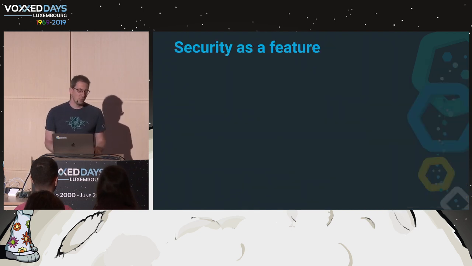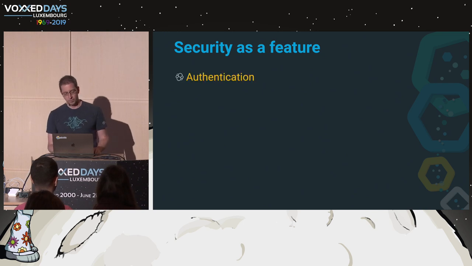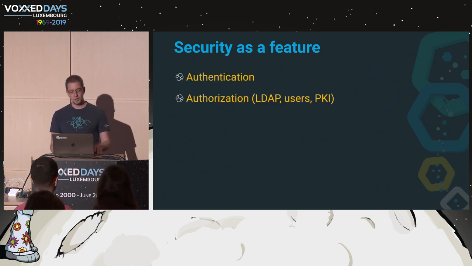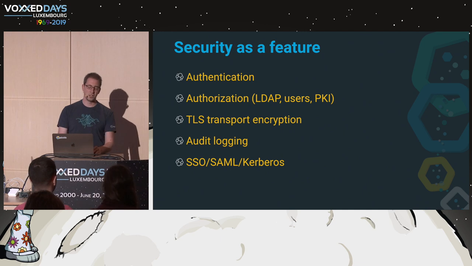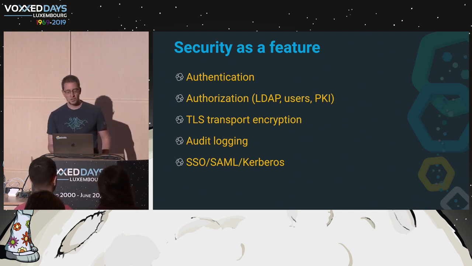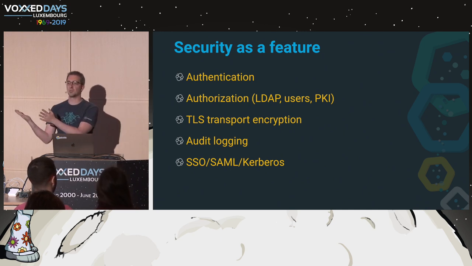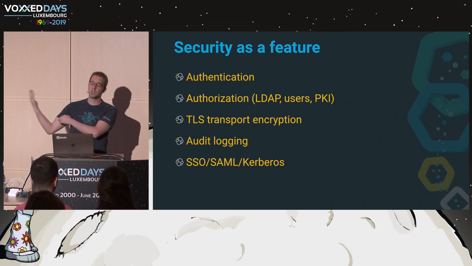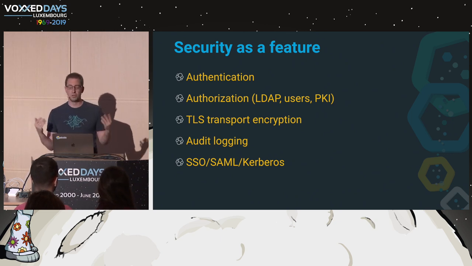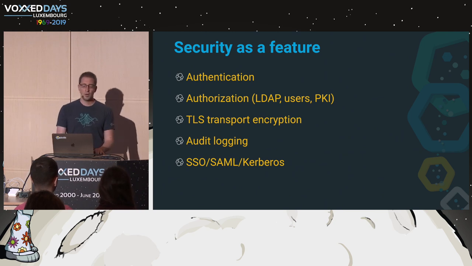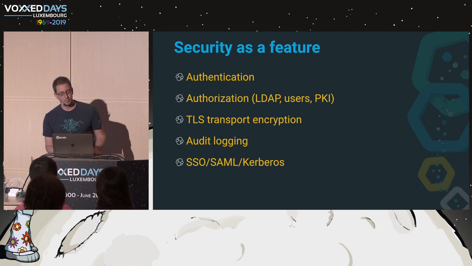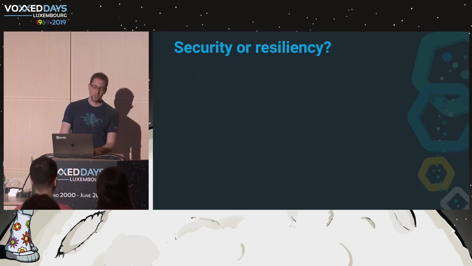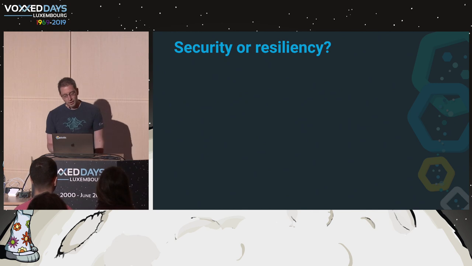What I don't want to talk about today is security as a feature. Elasticsearch has all these kinds of features: authentication or authorization against other systems, TLS, audit logging, single sign-on, SAML or Kerberos. And this is more like security from an integration perspective, right? You want to integrate with other systems. You want to make sure you only have a single user repository, these kinds of things. This is what I consider security as a feature, and that's not what I'm going to talk about.